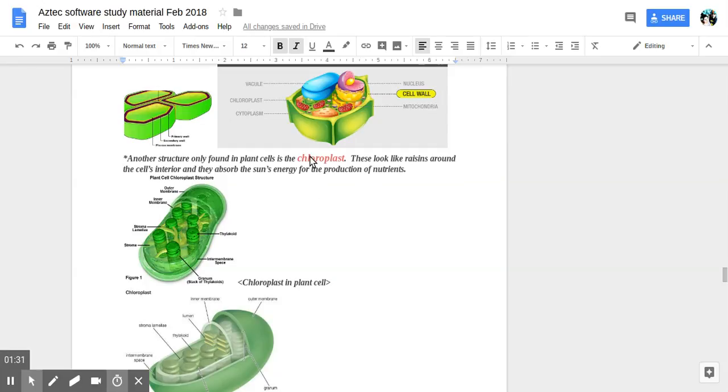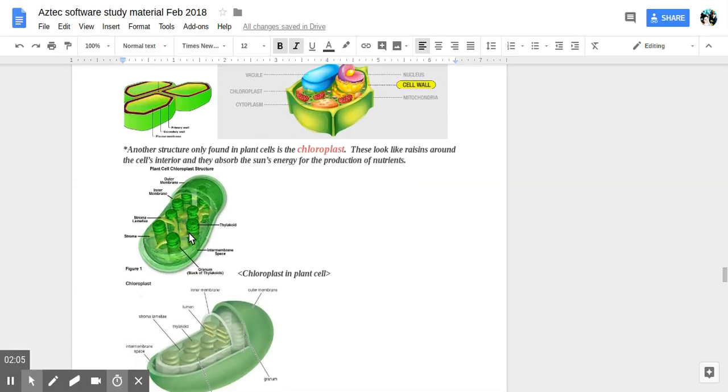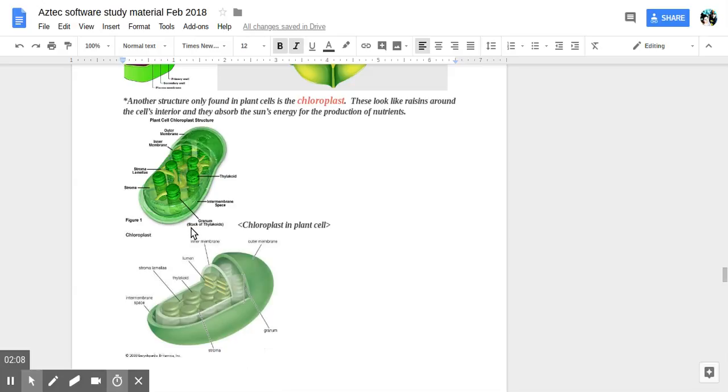Ruben, what was a chloroplast again? Can you tell us? A chloroplast is a raisin-looking shape around in the cell's interior, and they absorb the sun's energy for the production of nutrients. So they absorb sun's energy and produce nutrients. We'll learn more specifically what they produce. But okay, so these are the pictures we have.